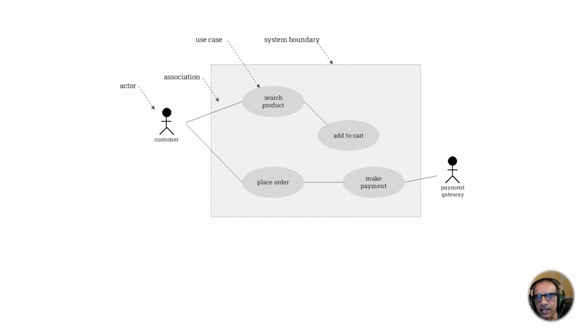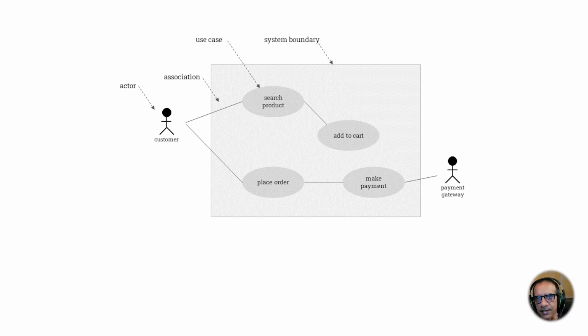If you notice, the search product use case is associated with the add to cart use case, and there is no direct line that shows the customer is associated with add to cart. Why is that? Because he can add to cart only after a search. Does it mean that we are talking about a flow, a sequence? Yes, but only a little bit, just to highlight the fact that the add to cart use case cannot be triggered unless search is performed.